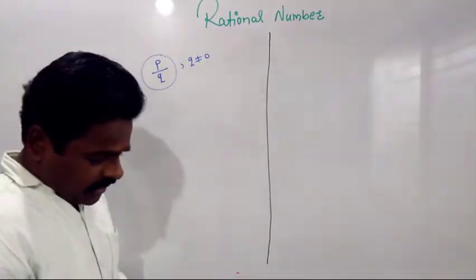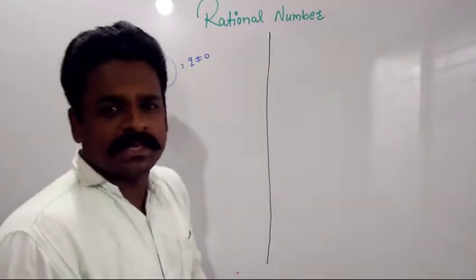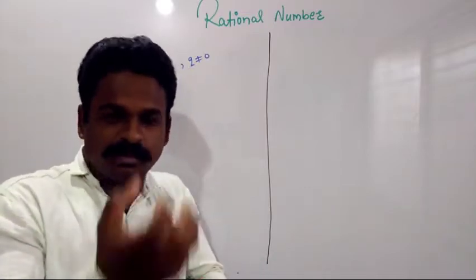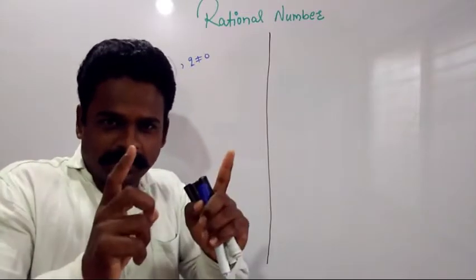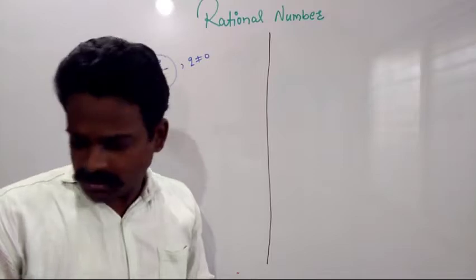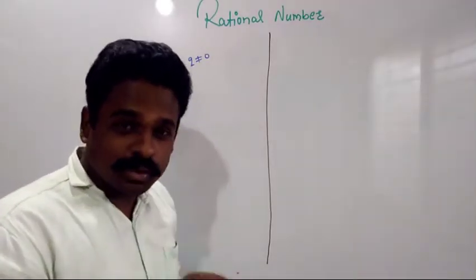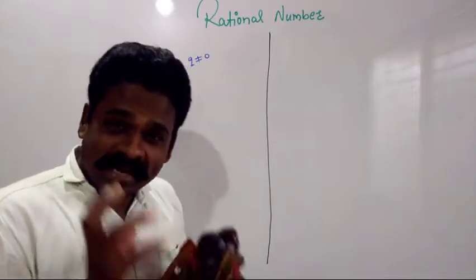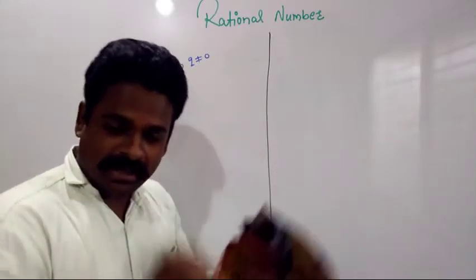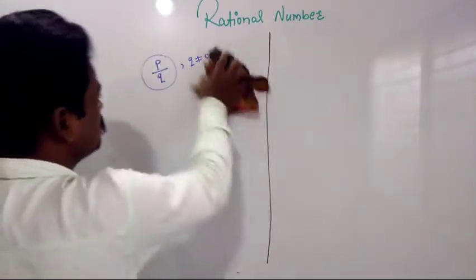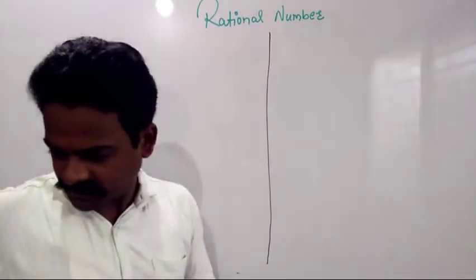Now today we are going to discuss how to find a few rational numbers in between two natural numbers, or two integers, doesn't matter. First we will discuss two natural numbers only.